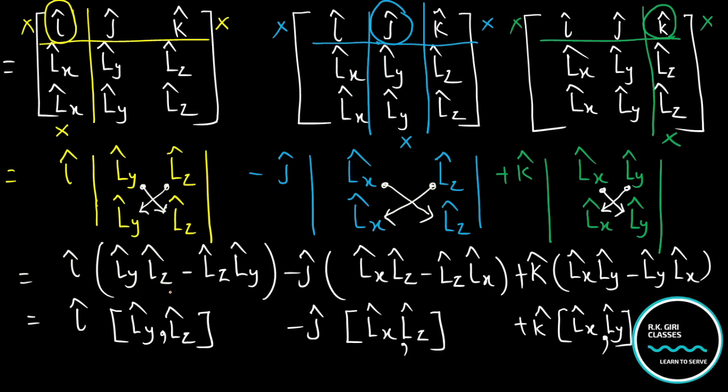Already we discussed, if this is A cap, B cap, suppose this is AB minus BA, A cap B cap minus B cap A cap. This can be represented like this, commutator of A with B, that is AB minus BA. Similarly, commutator of LX with LY. Clear this part? Negative, this is positive, this is positive.